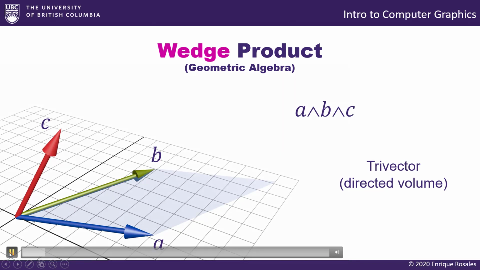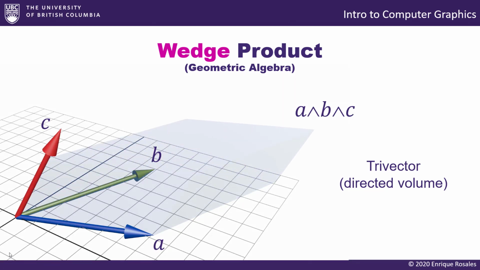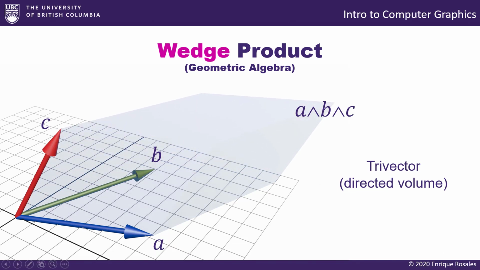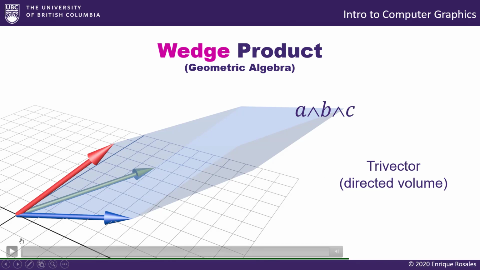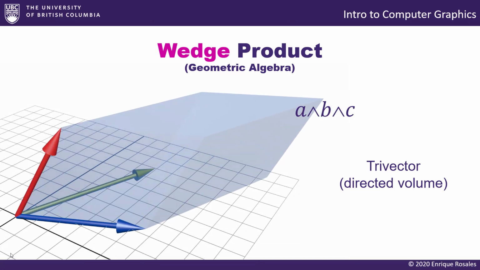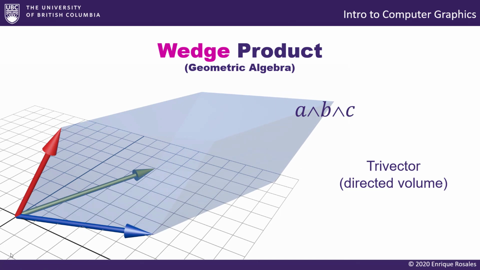And here we can see that what we obtain is a trivector, which is a directed volume, and is basically like taking the original bivector and extruding it now through the vector C. And this is what we obtain. And this is an animation of what happens with these 3 vectors: by taking the triple wedge product, you obtain the trivector.